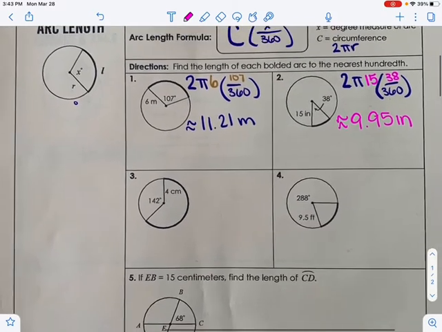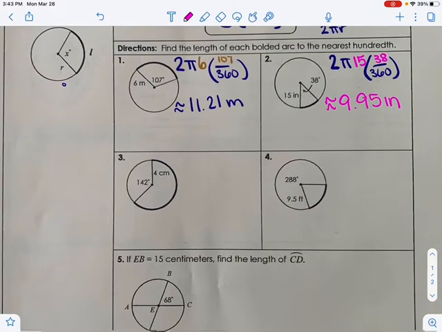Now, in number 3, it changes a little bit, because of course, why not? Wouldn't it change? You're always focusing on the bolded part. So notice here, the angle and the bold. Here, the bold angle is this one that has no number. But we can find it, because I know a circle is 360. So I just subtract the non-bolded part of the circle, and I get 218. So I could put 218 in the picture.